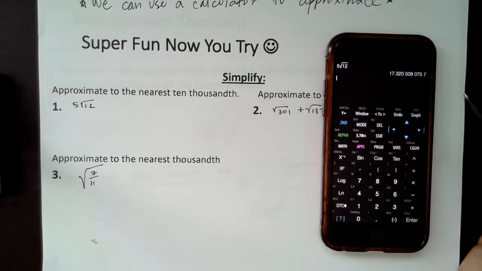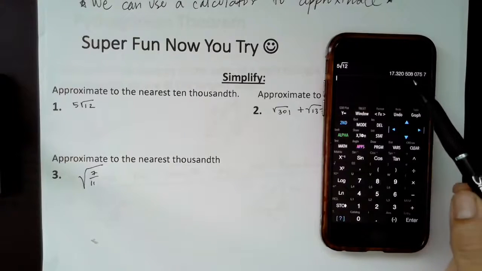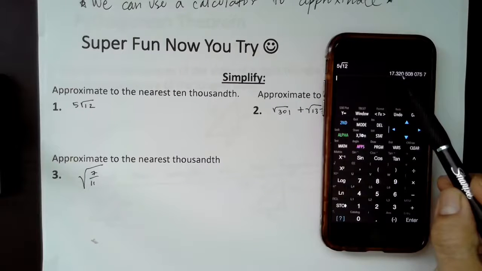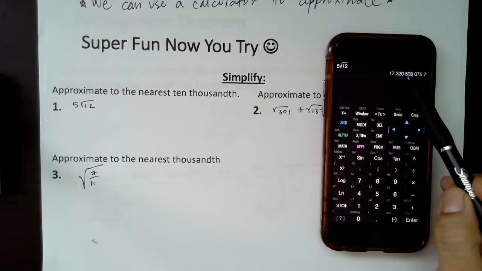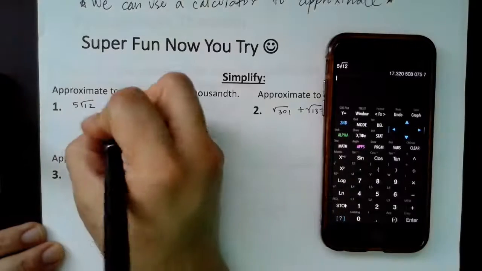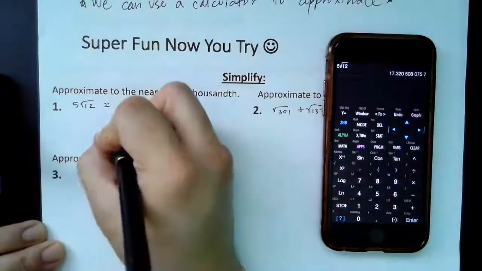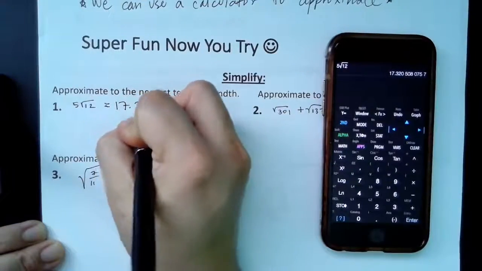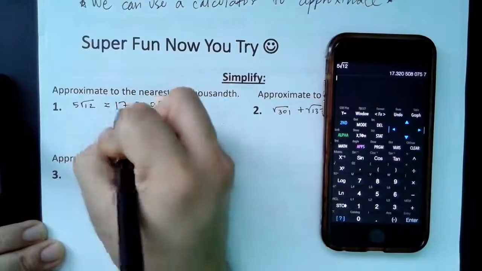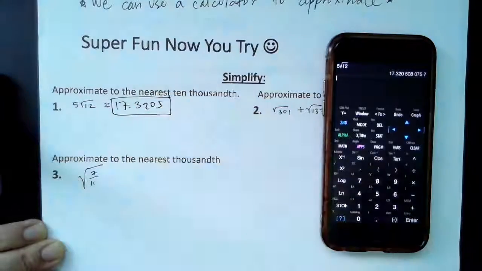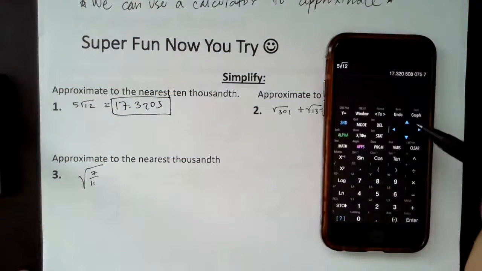It says here we need to round to the nearest 10,000th. So that means tens, hundreds, thousands, 10,000ths. We're going to stop at the 5. Next to the 5 is a 0, so we keep it as a 5. So this is going to be approximately 17.3205. Now this is a calculator I downloaded on my phone.